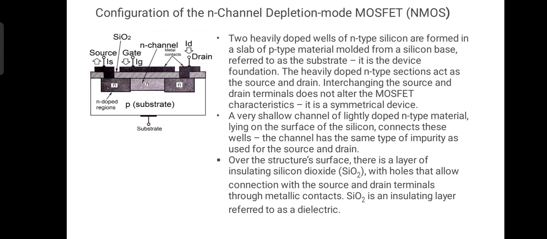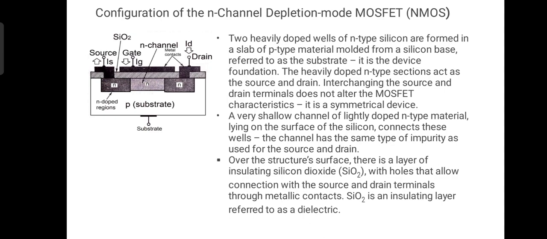Configuration of N-channel depletion mode MOSFET, NMOS. Two heavily doped wells of N-type silicon are formed in a slab of P-type material molded from a silicon base, referred to as a substrate. It is the device foundation. The heavily doped N-type sections act as the source and drain. Interchanging the source and drain terminals does not alter the MOSFET characteristics. It is a symmetrical device.